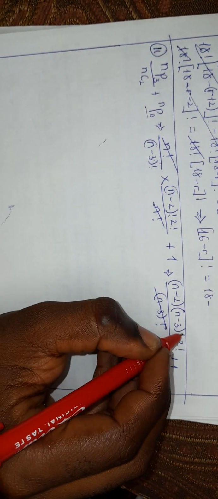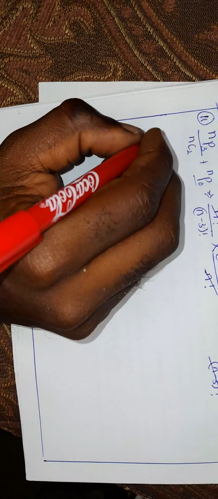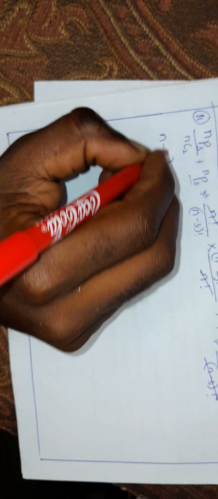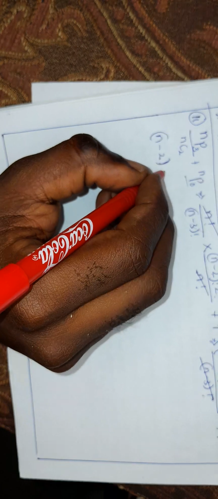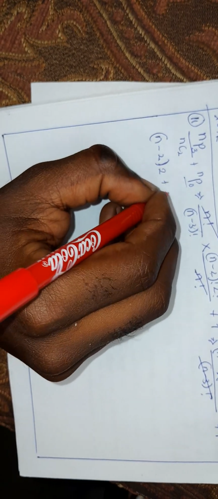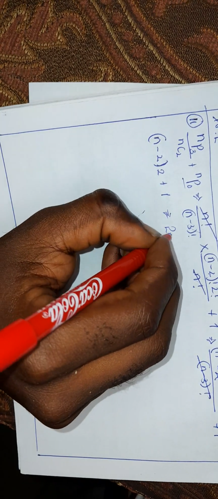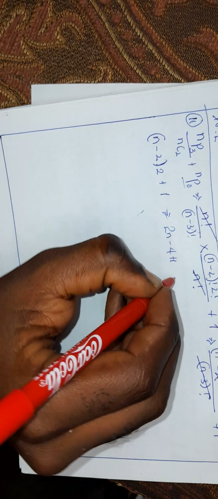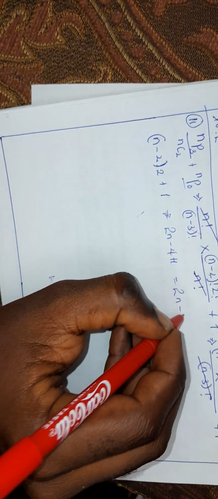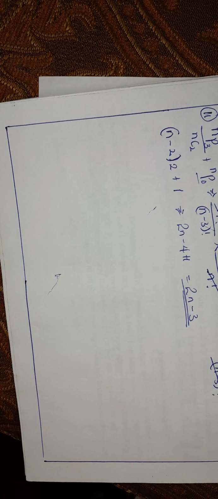Okay, so n cancels there. So we're left with n minus 2. 2 factorial is actually 2, that's 2 times 1. 2 plus 1. So I'll be having 2n minus 4 plus 1, which equals 2n minus 3. That will be the final answer.